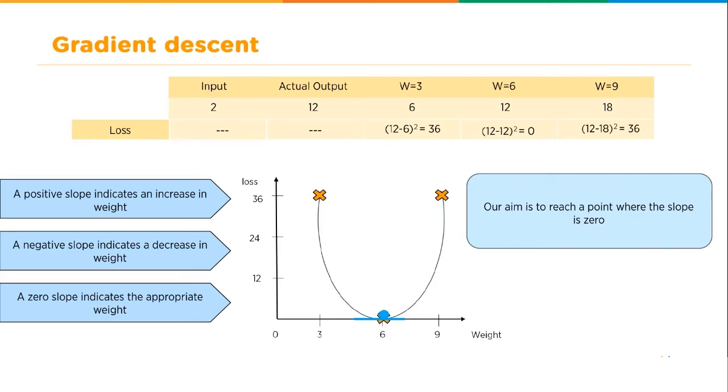So we have our input, actual output, W3, W6, W9. A positive slope indicates an increase in weight, a negative slope indicates a decrease in weight, and a zero slope indicates the appropriate weight. So our aim is to reach a point where the slope is zero.